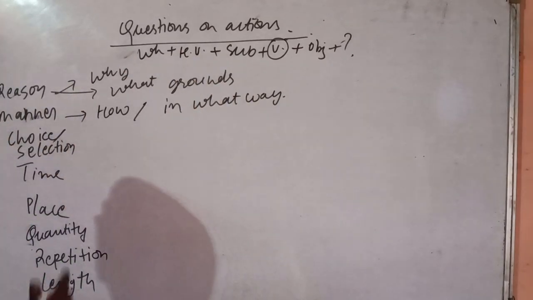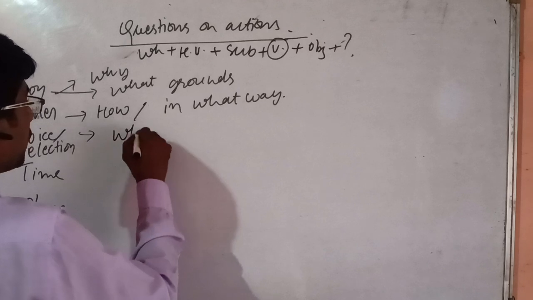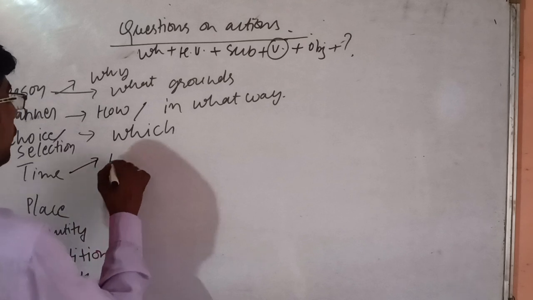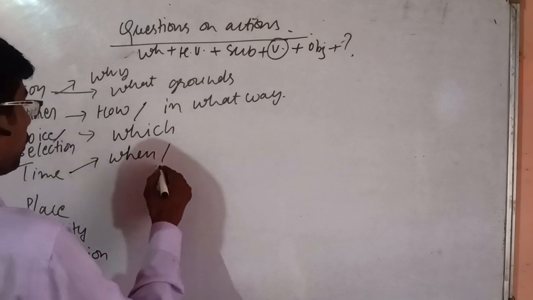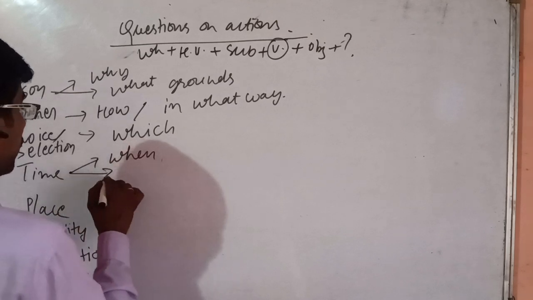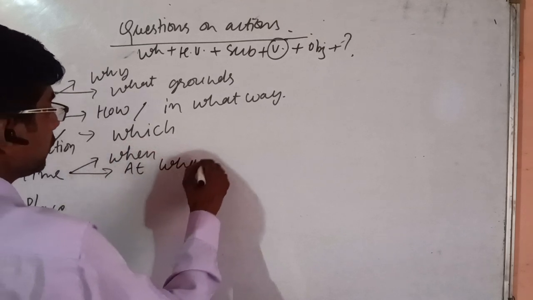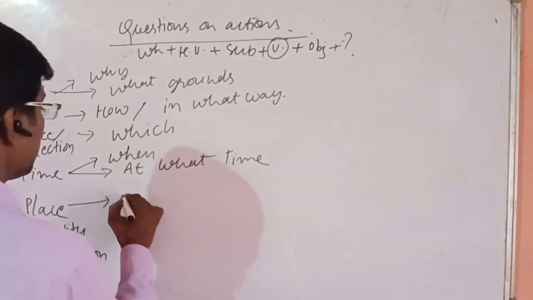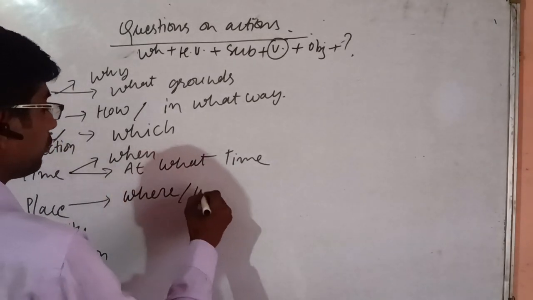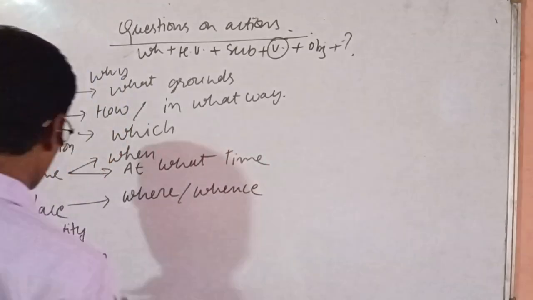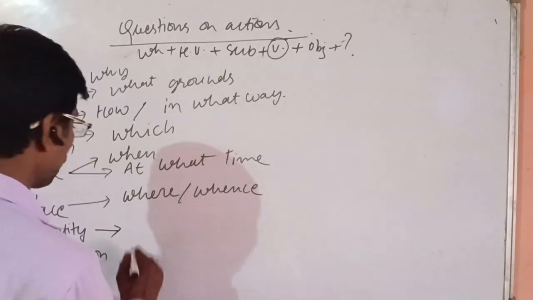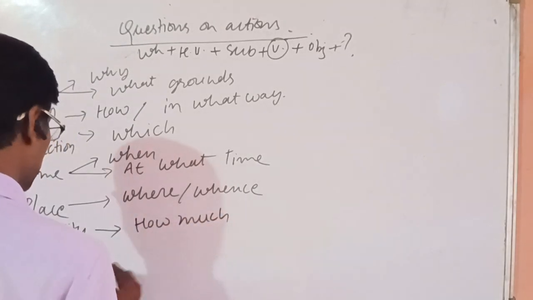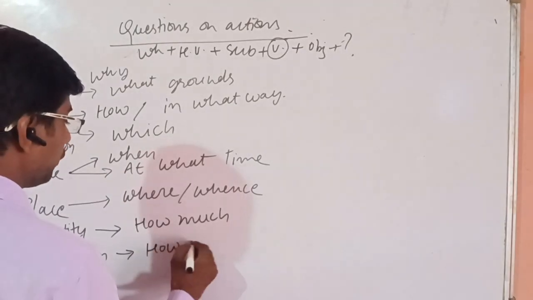Okay. If you want to ask a question on choice or selection, you just use which. If you want to ask a question on time, you use when or at what time. Similarly, if you have to ask a question on place, we use either where or whence. To ask a question on quantity, we use how much. And for repetition, we use how often.